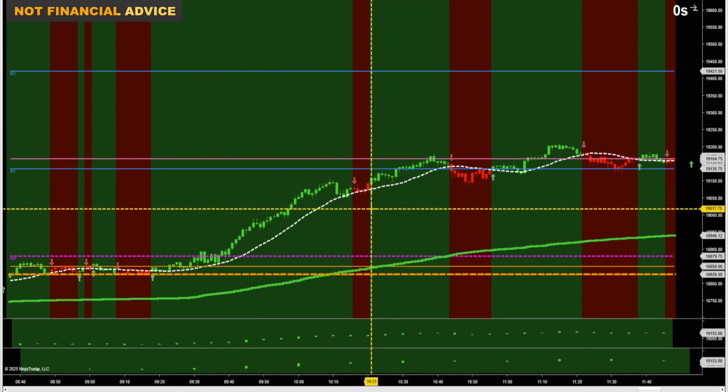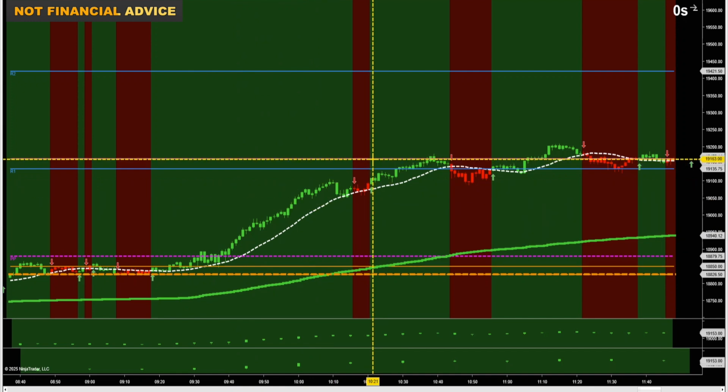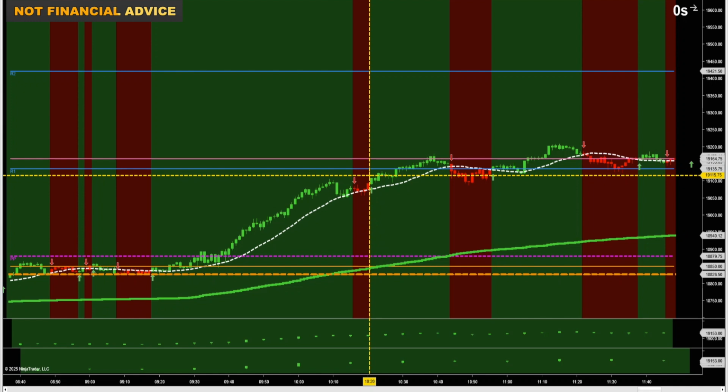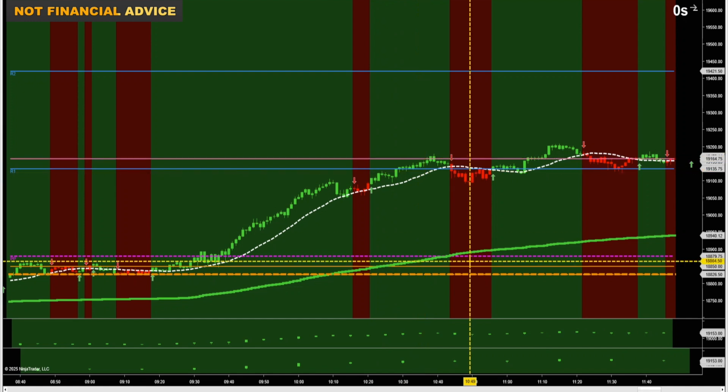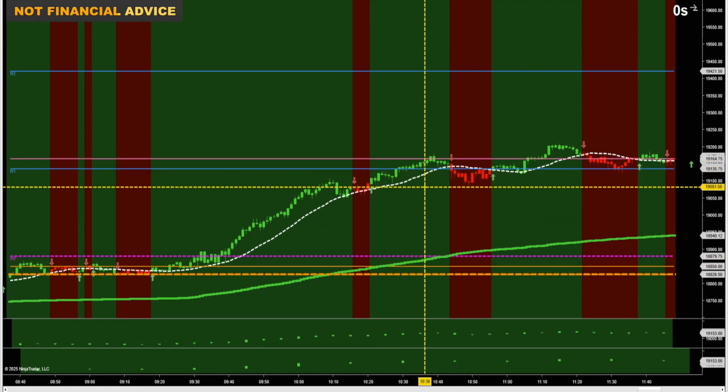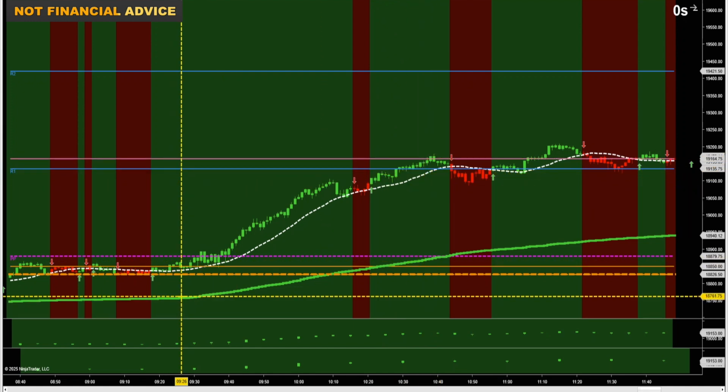Here's another long signal on the 1 minute at 10:21. Looking for the breakout higher. Pops up another 50 points up to yesterday's high. And it's after 10:30 when I'm done trading. I'm just looking for these trade setups during the first hour of the New York Open.